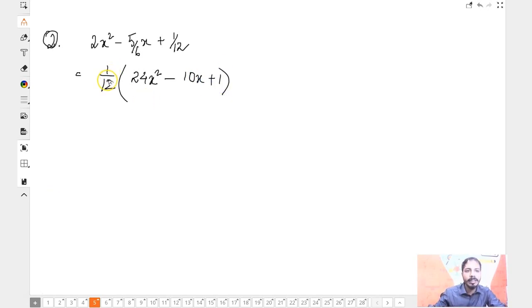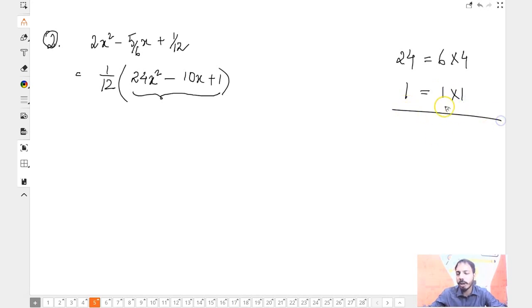So I have taken out 1 by 12. Now this becomes a simpler equation. Now what did we learn here? We will take the first term 24 and the constant term 1 and try to split this into two factors. So I can write this as 6 into 4 is 24, and here 1 is nothing but 1 into 1. Now let me cross multiply. So I will get 6 and here I will get 4, and I know if I add them I will get 10. So my job is done.